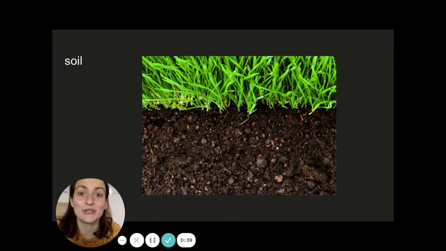Our second word is soil. Soil is the top layer of dirt where seeds or plants can grow. So this right here is the soil. It looks pretty cool, doesn't it? You can see that on top of the soil there's grass growing. So we are going to be learning about plants for the next few weeks. And remember, plants are a type of living thing that you see all around you.